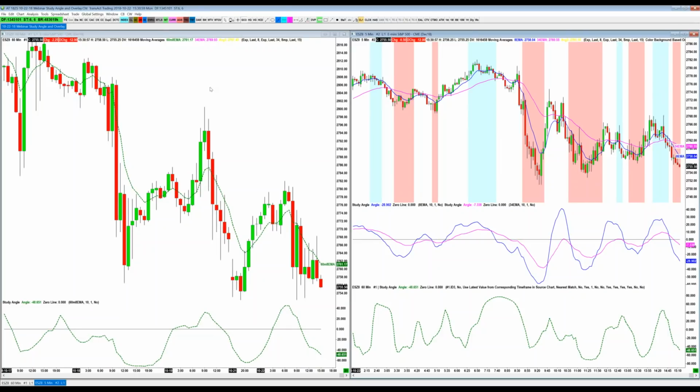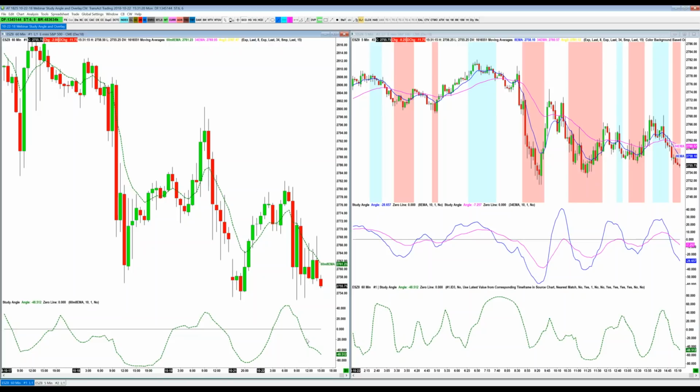So here's basically what we're looking at. On the left-hand side, we've got a 60-minute chart of the E-mini S&P, and then there's a line that is here, which is an 8-period EMA on a 60-minute time frame. Okay, so that's that green dashed line. And then we've got a study down here that is measuring the angle of the line.